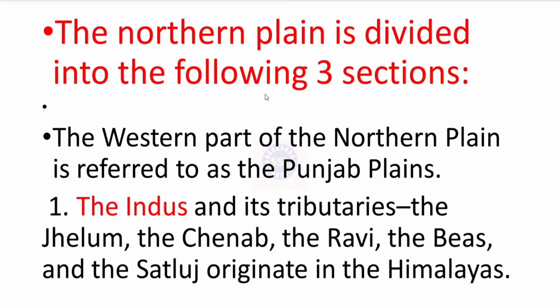The western part of the northern plain is referred to as the Punjab plain, and the Indus and its tributaries Jhelum, Chenab, Ravi, Beas and Satluj. These rivers originated in Himalayas. You can note down what are the tributaries of Indus. They are 5: Jhelum, Chenab, Ravi, Beas and Satluj.